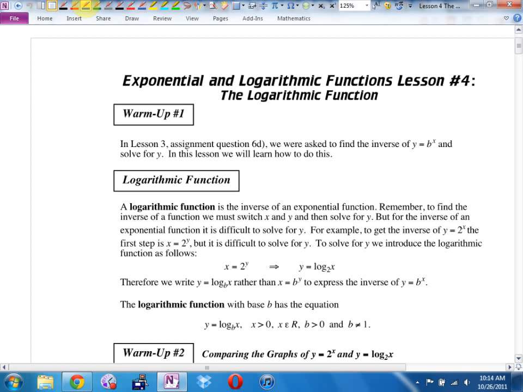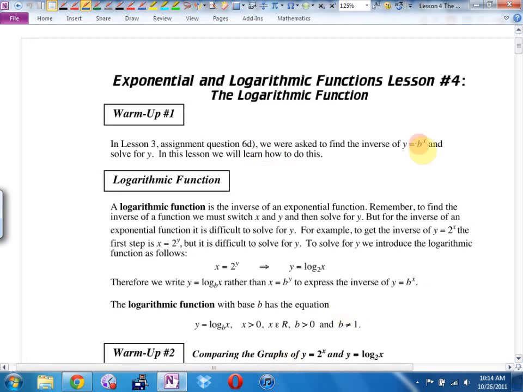Warm-up number 1 says this: in lesson 3, in the last lesson, in question 6D, which I did not assign, you were asked to find the inverse of that. And this is a real problem. How do I find an inverse? There's two steps. The first is switch and then get the y by itself. The first step, switching the x and y, is very, very easy. But where is the y now sitting when I do that first step, Spencer?